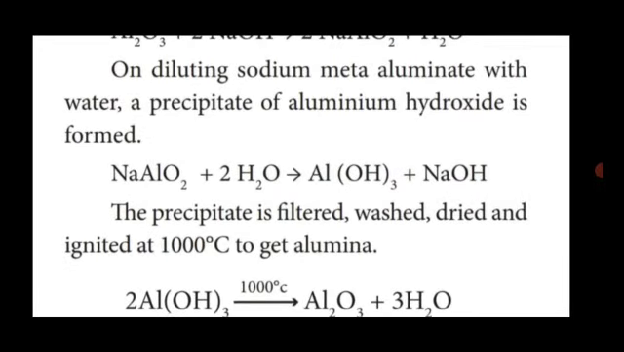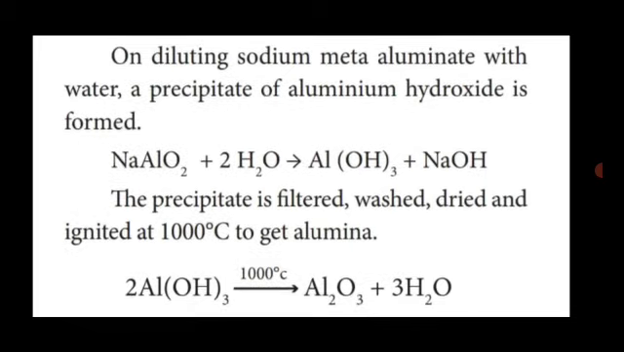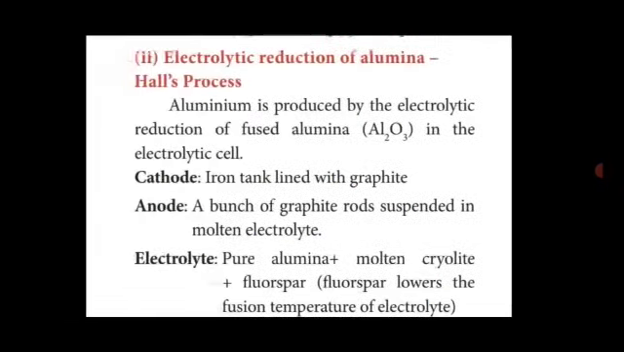This Al(OH)3 is filtered, washed, dried and ignited at 1000 degrees Celsius. At 1000 degrees Celsius, aluminum hydroxide gives alumina. What is the alumina formula? Al2O3, and some water molecules are removed. What is the formula for water? H2O. This is the first step.